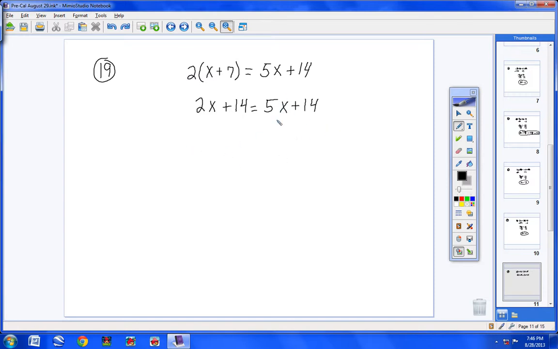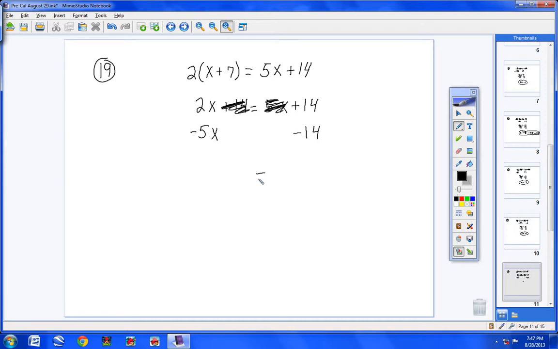So I'm going to bring this 5x over. And when I bring it over, it's positive here. When I bring it over, it's going to become a negative 5x. So we're going to cross this off. And now we're going to take this 14 and bring it over. When I do, it's going to become a negative 14. There we go. So we're going to cross this one off.